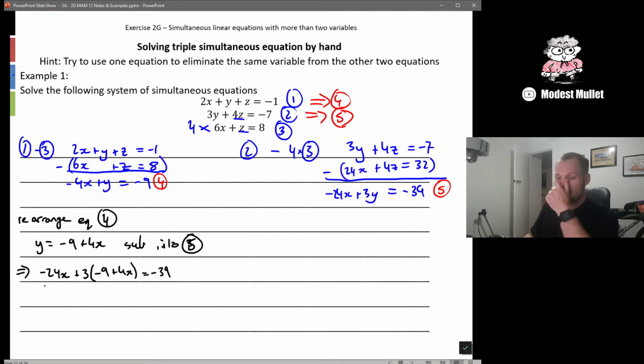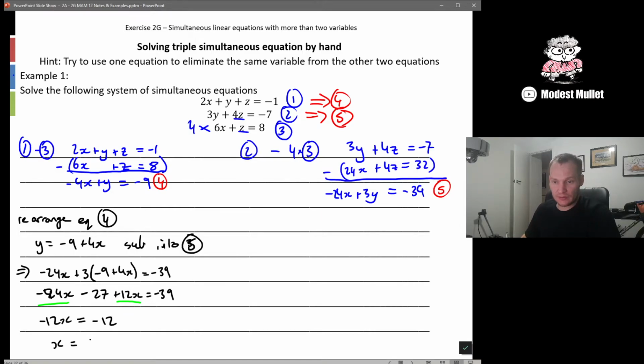So I get negative 24x plus 3 times negative 9 plus 4x equals negative 39, and now I just need to start solving for x. Negative 24x minus 27 plus 12x equals negative 39. I'm collecting like terms: negative 24x plus 12x gives negative 12x. Then I take the 27 over to the other side, so add 27 to that side. That equals negative 12, because it's negative 39 plus 27, so x is equal to 1.